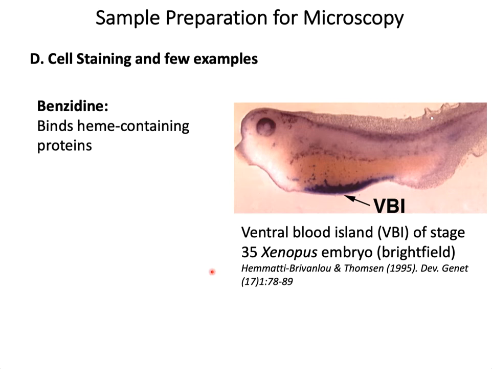Another commonly used stain is benzidine, which is a stain that binds heme-containing proteins. So you know blood cells contain the heme. This slide is a stage 35 Xenopus embryo stained with benzidine, and you can see the ventral blood island stained very well with this stain. This concludes part 2 of module 1.